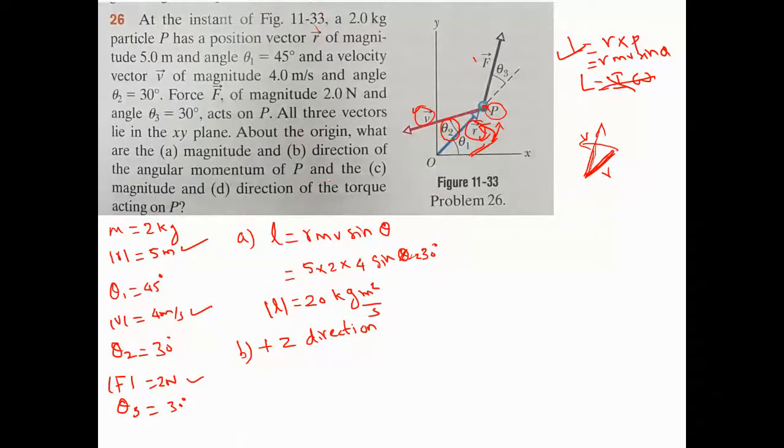Okay, now let's go to the second part. What is our second part? Again, you are going to find the magnitude and the direction of the torque. So what is our torque formula? Torque tau is equal to R cross F. So here I can just write R F sine theta. Am I right? Yes.